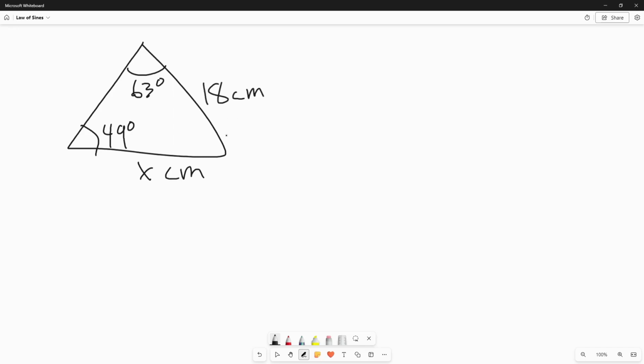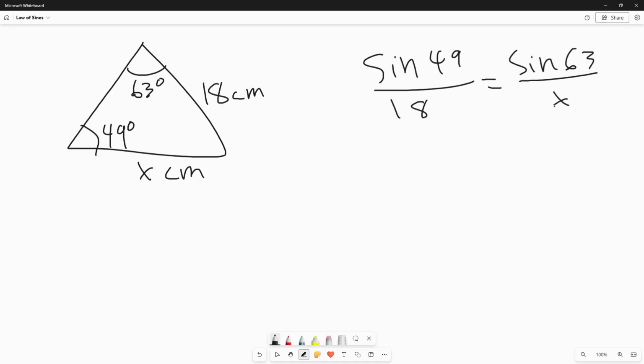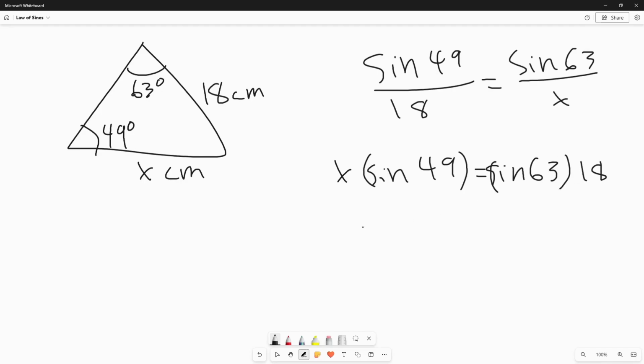So to find x, we just find any pairs we have of angles and sides. So we have 49 and 18 centimeters, so sine 49 over 18 is equal to sine 63 over x because they're opposite of each other. And again, we just cross multiply. So x times sine 49 is equal to sine 63 times 18.